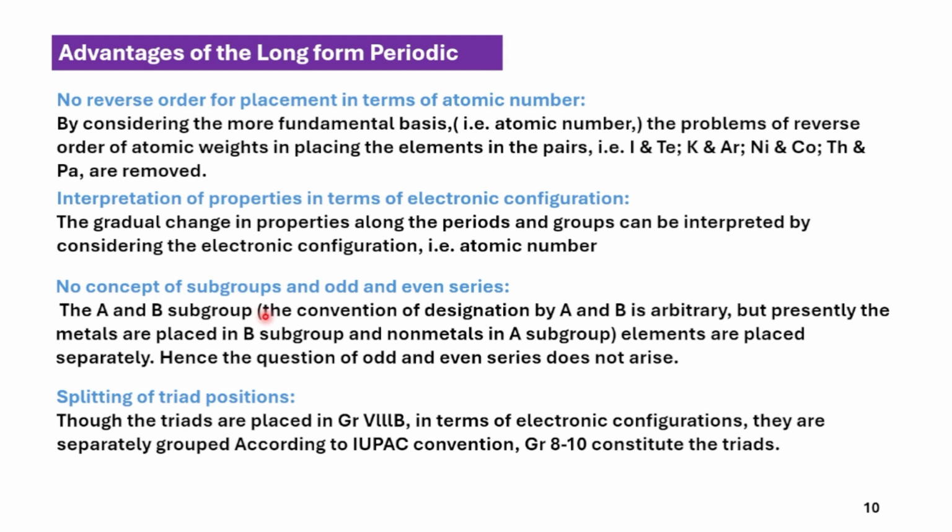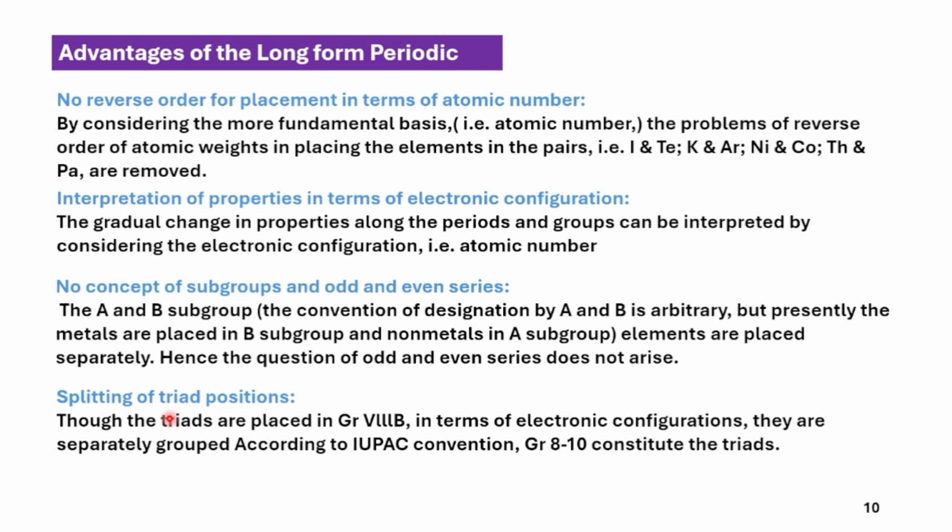No concept of subgroups and odd or even series. So the A and B subgroups, which were in Mendeleev's periodic table, the convention of designation by A and B is arbitrary, but presently the metals are placed in B subgroup and the non-metals in A subgroup. So the A and B subgroup elements are placed separately. Now there is no A or B subgroup in this long form of periodic table, so the question of odd and even series does not arise.